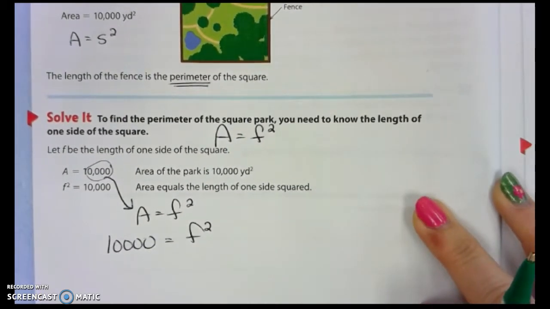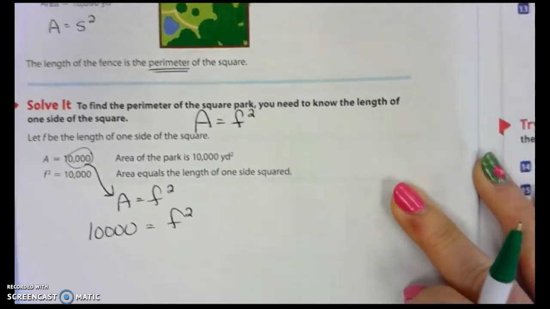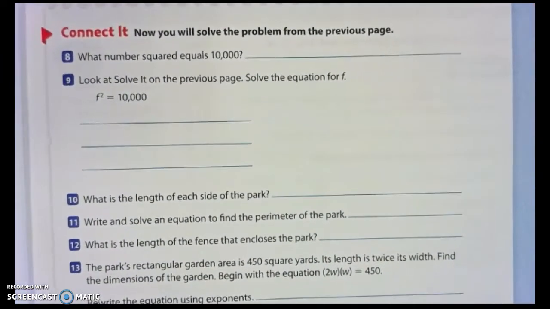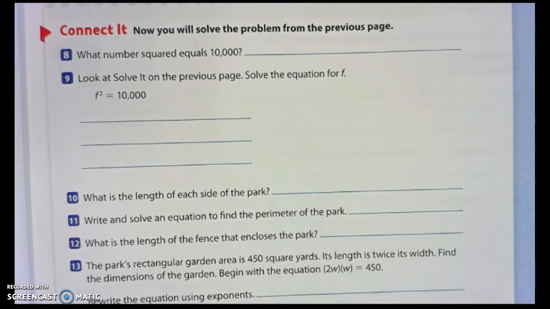I'm going to slide to the top of the next page. Now you will solve the problem from the previous page. What number squared is equal to 10,000? Now, everybody should instantly go to 10 in your mind.